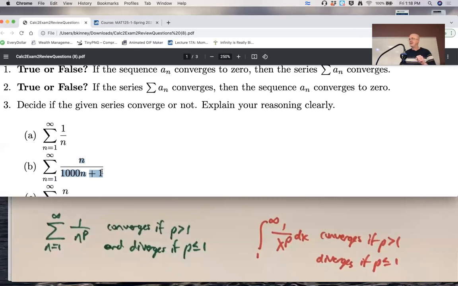Those terms that are being added there, they are getting small. Just saying they're getting small, though, is not enough. They got to go to 0. They're getting closer and closer to 1 over 1,000, 0.001. Close to 0, but not equal to 0. And because the terms don't go to 0 exactly, that's enough to say this series diverges. That's the divergence test. If the terms don't go to 0, the series diverges. I claim that's relevant for figuring out the answer to number 2.